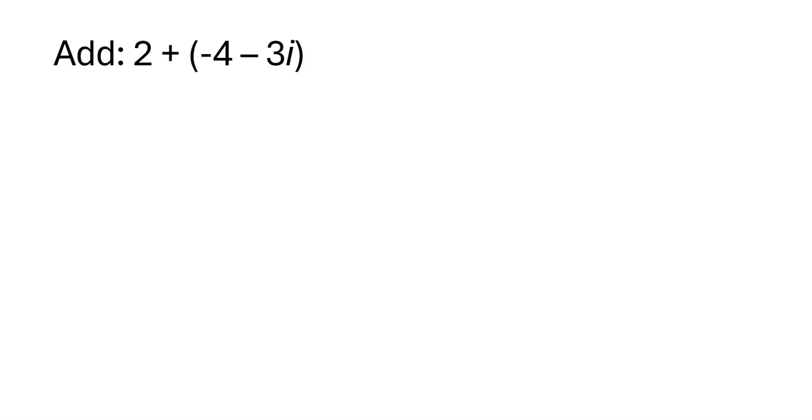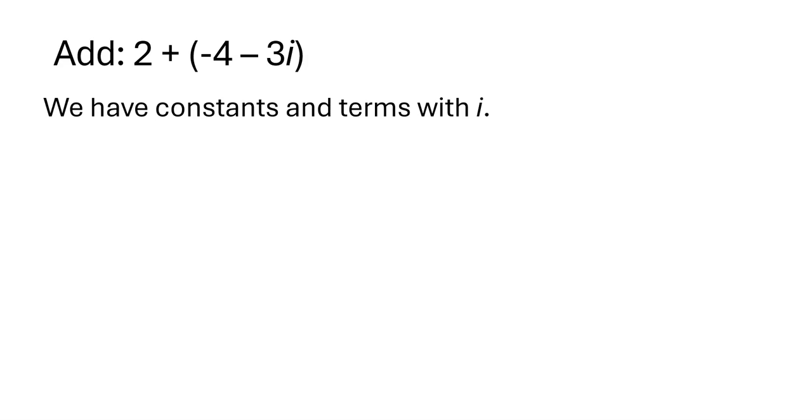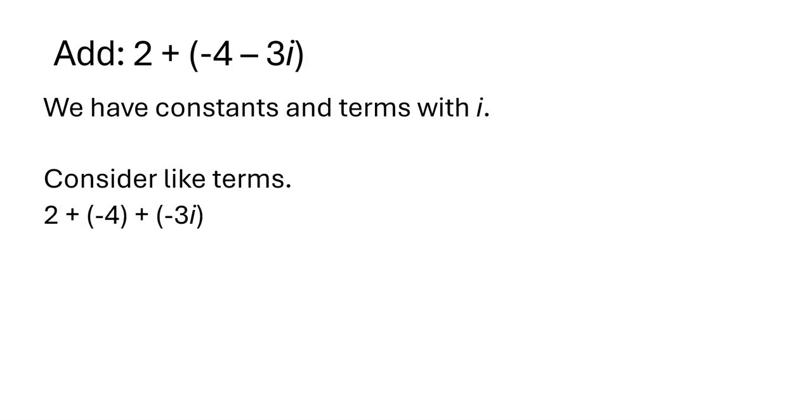2 plus negative 4 minus 3i. Well, now in that first piece, we don't have a binomial, we just have a monomial, but we still have like terms. So I have 2 plus negative 4, those are my real number terms, and then I just have the plus negative 3i. So I end up with 2 plus negative 4 is negative 2, and the plus negative 3i comes down, so I could write that as negative 2 minus 3i.